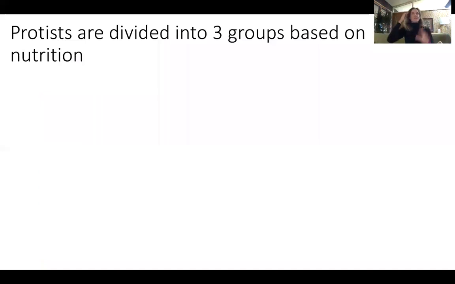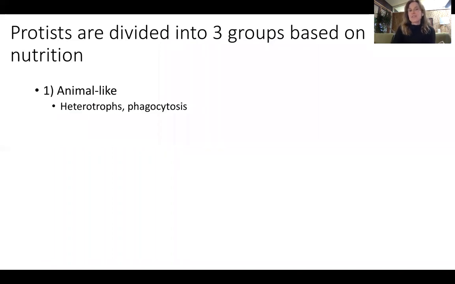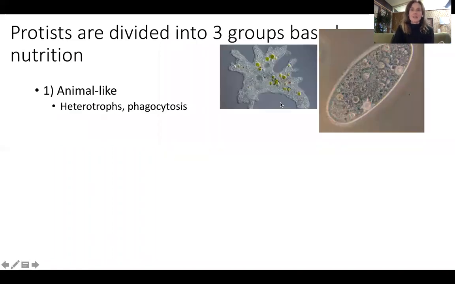So in general, taking a step back, when we think about protists, all protists, they're divided into three groups based on their nutritional habits, how they get food. First group could be thought of as more animal-like. And these protists are heterotrophs. They phagocytize things. They're like amoeba and paramecium, right? They're hunters. They go around looking for little things to eat, and they eat them.